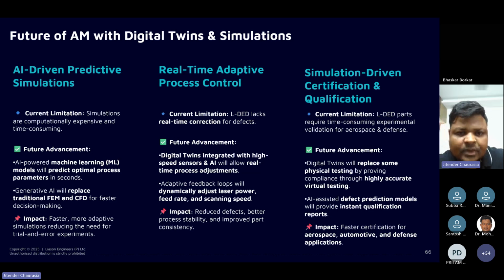Then we should have real-time adaptive process control. This is, I would say, a must requirement currently. Then simulation-driven certification and qualification, because however much you optimize the process, I'm just telling at academia level, you tell this is the right parameter, this is the right parameter, unless those parameters are certified by a third agency or the end user, those parameters are of no use. So we should have some sort of technique or such accurate predictions that people should just accept it.